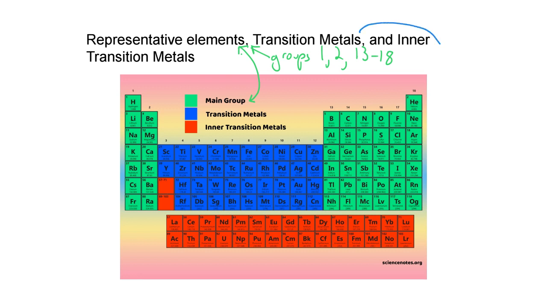Transition metals are groups 3 through 12. And then with intertransition metals, maybe just write that that's the block below the periodic table. We'll start abbreviating that PT.